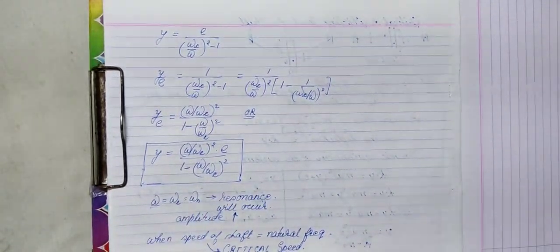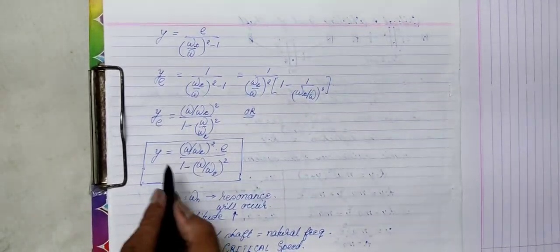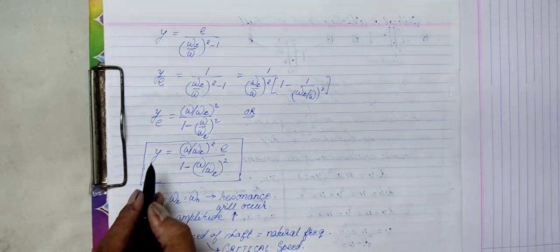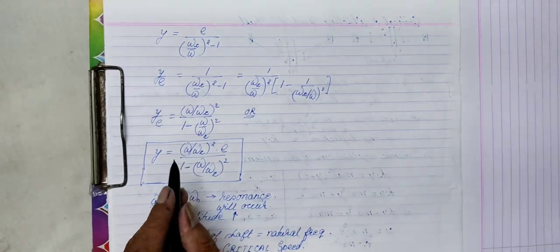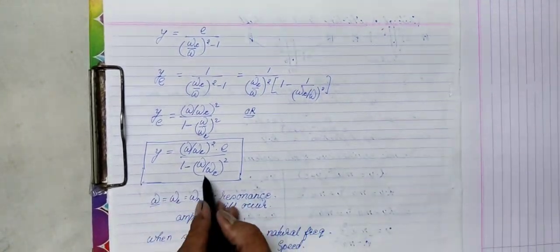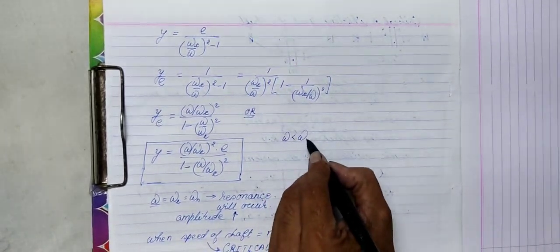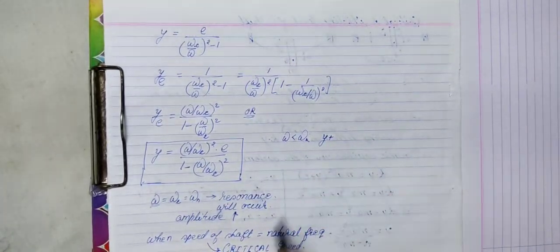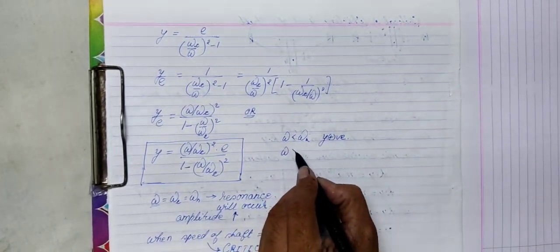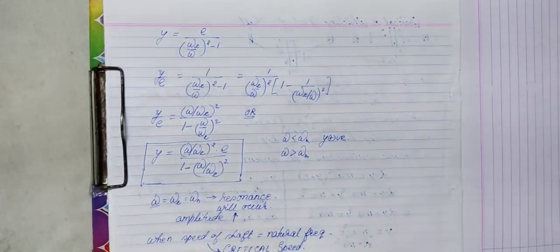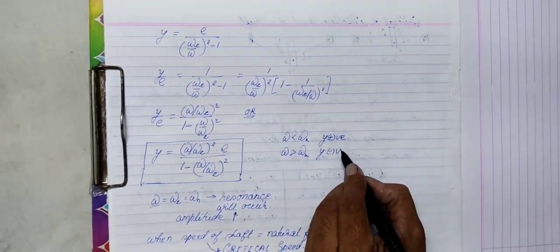So we can say that the value of y is positive below the critical speed and negative for speeds greater than omega n. That means when omega is less than omega n, we get y as a positive value, and when omega is greater than omega n, we get the y value as a negative value.